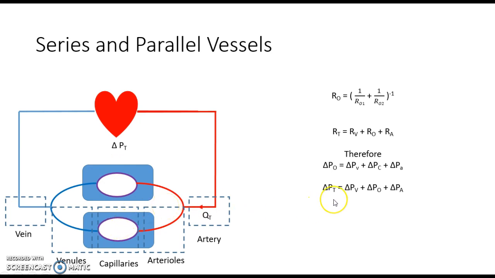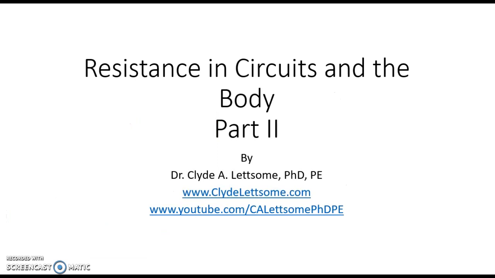All right, so given that information, we can now find the total amount of blood flow through these organs by knowing the total pressure divided by the total resistance. And so that gives us the total amount of blood that's flowing through this system. All right, and that completes our discussion on resistance in the circuits and in the body.